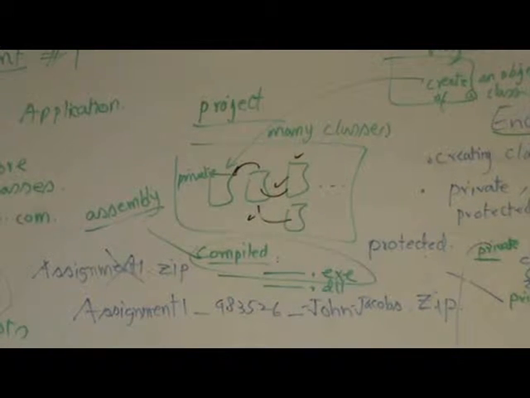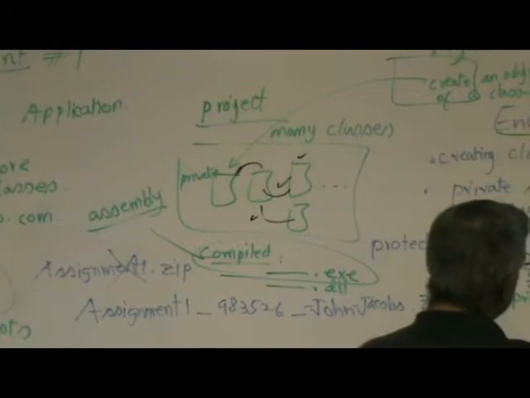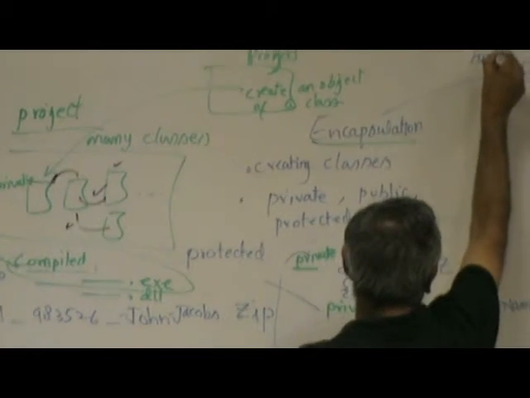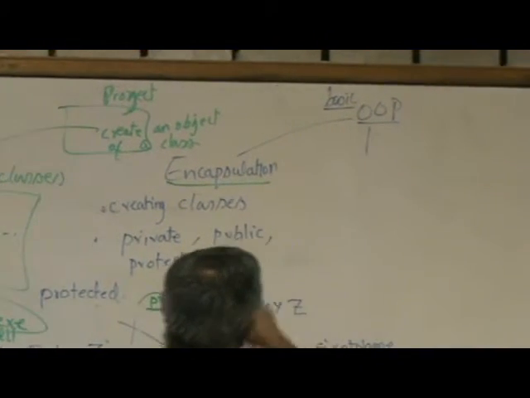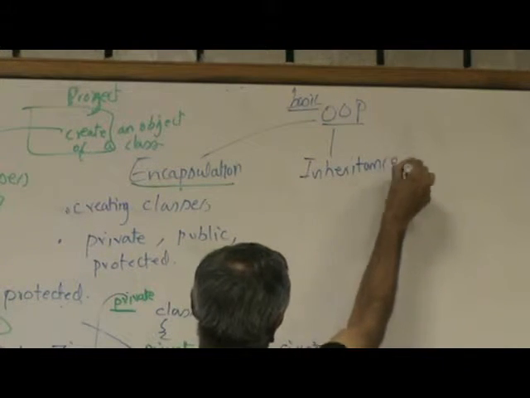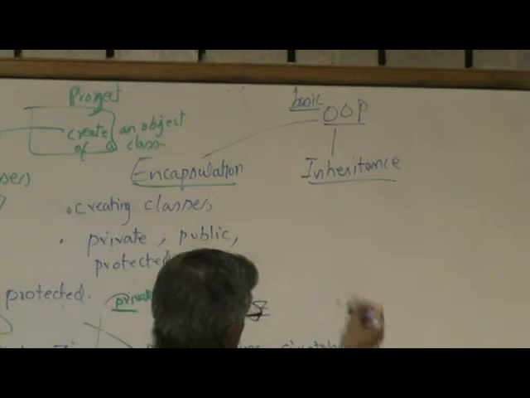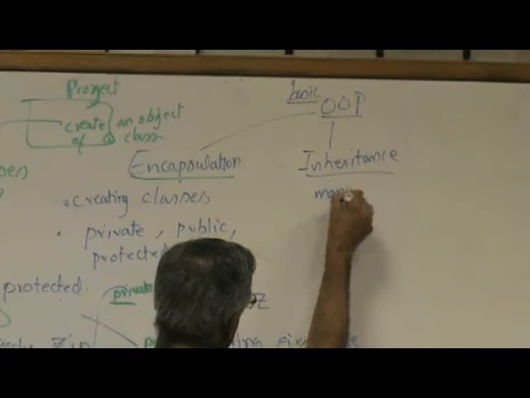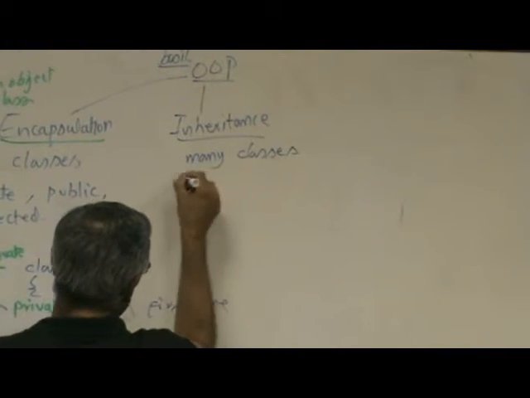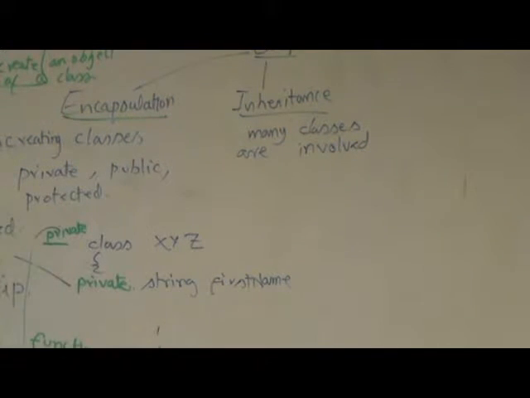Now let's go to the second concept in basic object-oriented programming, which is what we are reviewing right now. The next concept was inheritance, right? As you saw from the last example, inheritance only makes sense when many classes are involved. If you created a project with a single class, then obviously there's no inheritance.